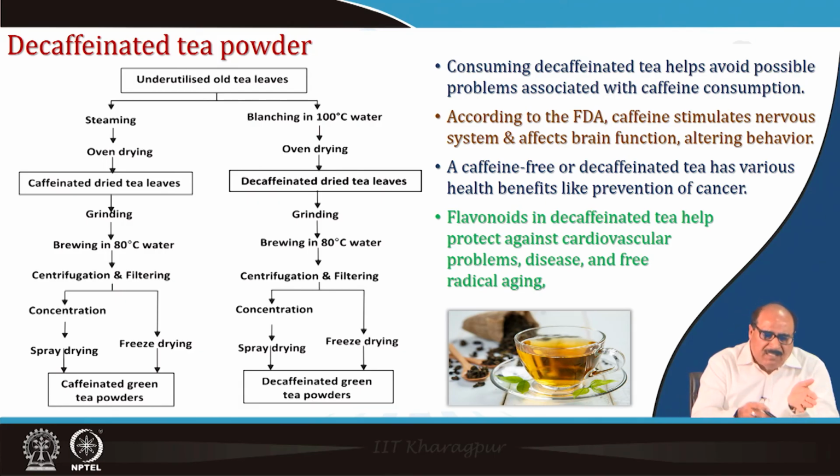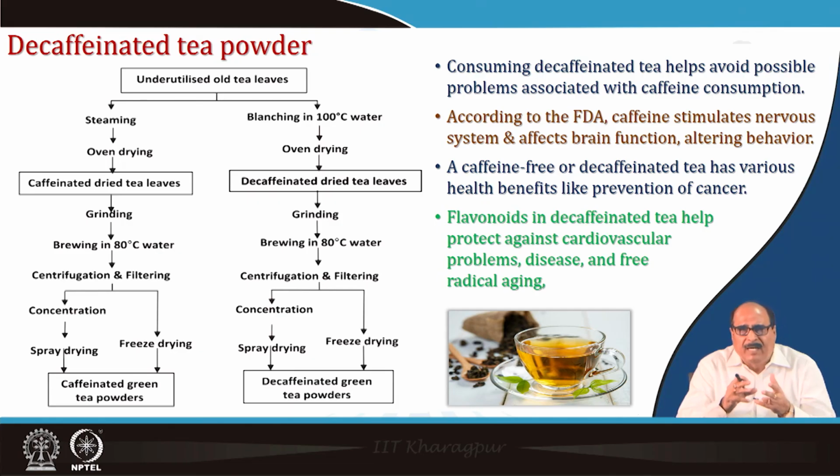And the process here is that these green tea leaves, they are using either supercritical fluid extraction method or such other methods. The caffeine is extracted from the leaf, and then the decaffeinated leaf is put to the next process in the usual form, and you get the decaffeinated green tea powders or decaffeinated black tea powders as the case may be.